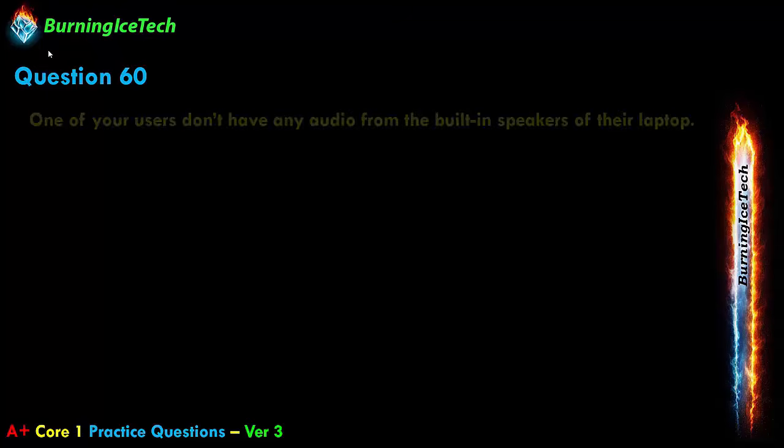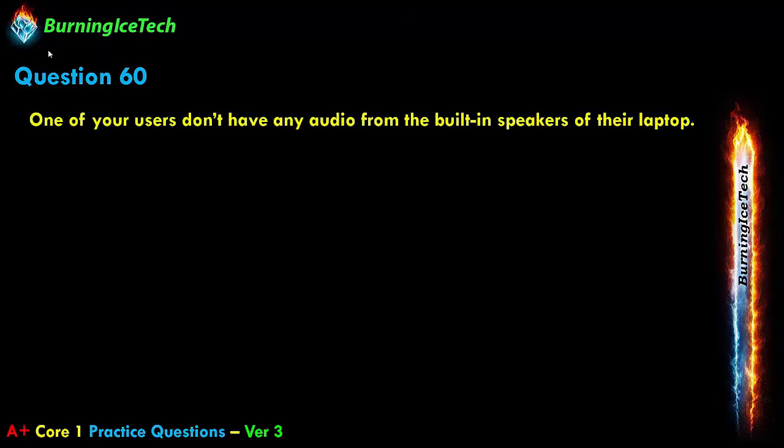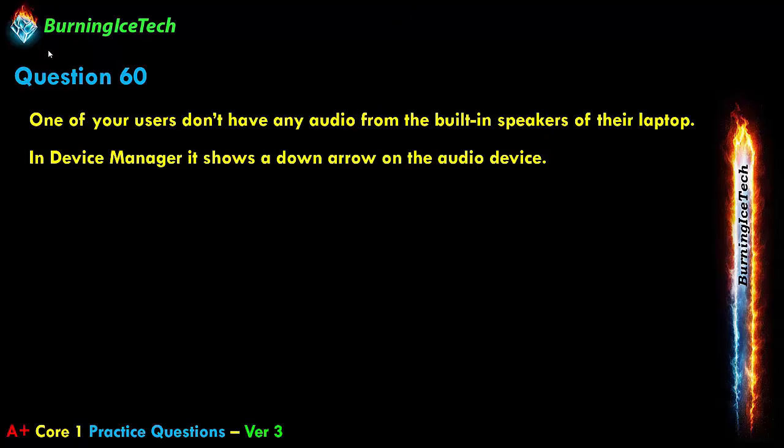Right, so question 60. One of your users doesn't have any audio from the built-in speakers of their laptop. In Device Manager, which shows you all your hardware, where you've got drivers installed, and whether these devices are enabled or disabled, it shows a down arrow on the audio device. What does it mean when we see a down arrow on a device in Device Manager? If you know what that means, then you'll know what the answer here is, folks. Which of the following will resolve the problem?